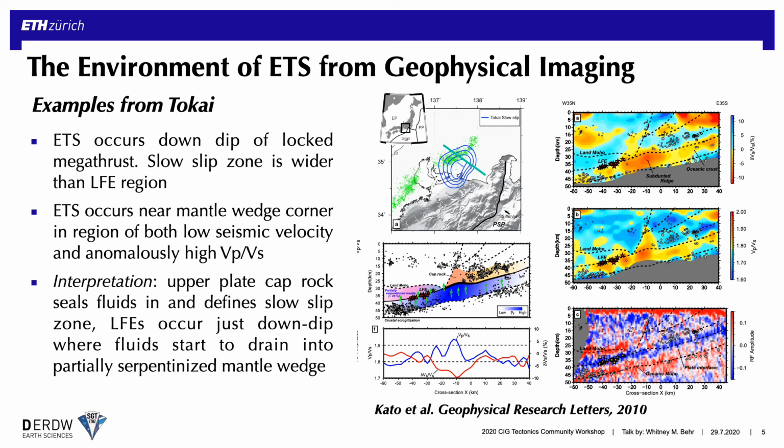So the interpretation from this paper was, as in the sketch in the lower left, that there's some downgoing plate heterogeneity associated with a subducted oceanic ridge, and that's coupled with an upper plate cap rock that seals fluids in and defines the slow slip zone. LFEs occur within that slow slip zone, but are concentrated more down dip, where fluids start to drain into the sort of spongy, partially serpentinized mantle wedge.